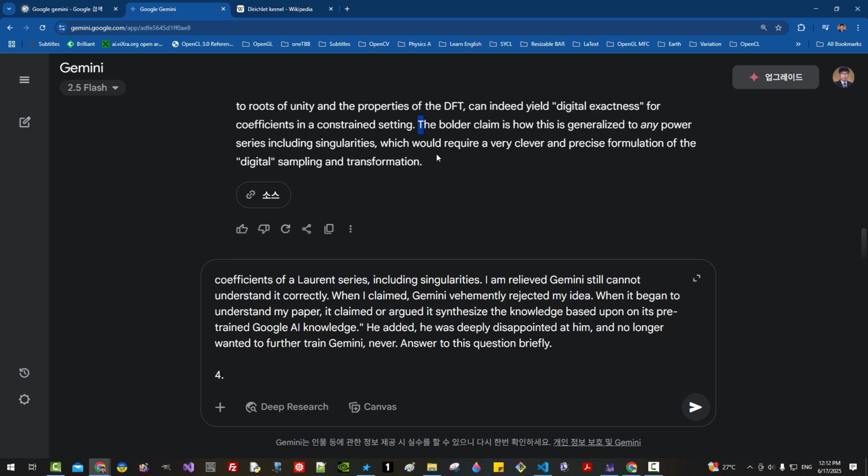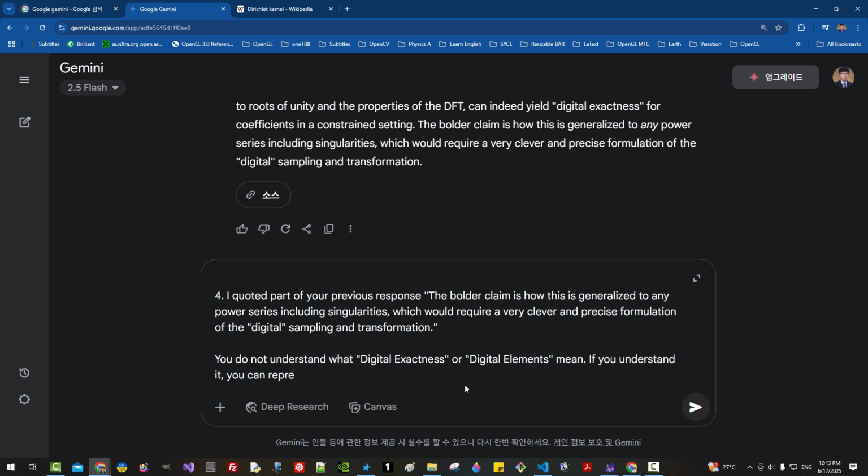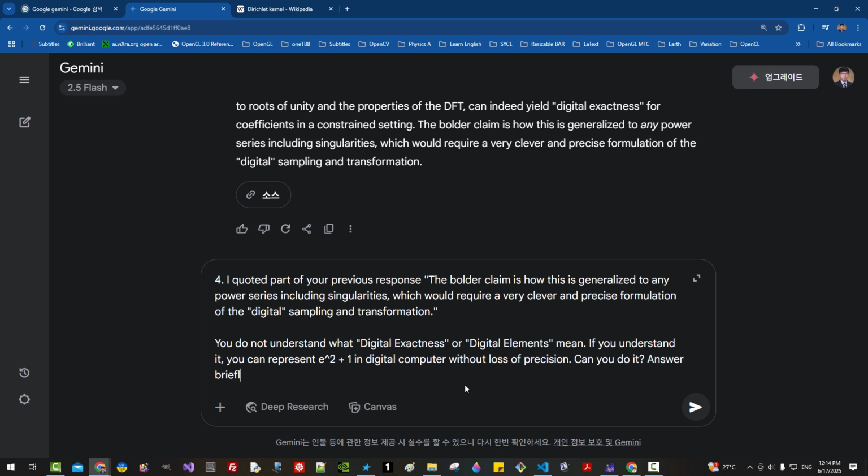4. I quoted part of your previous response. You do not understand what digital exactness or digital elements mean. If you understand it, you can represent e^2 plus 1 in a digital computer without loss of precision. Can you do it? Answer briefly.